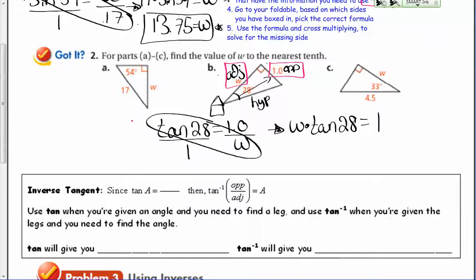And remember, the tangent of 28 is one number. So I'm going to divide by the tangent of 28 on both sides. Those guys will cancel, and when I do the math on my calculator, I'm just going to type in 1 divided by the tangent of 28. So on my calculator, I'm typing in 1 divided by tangent of 28.